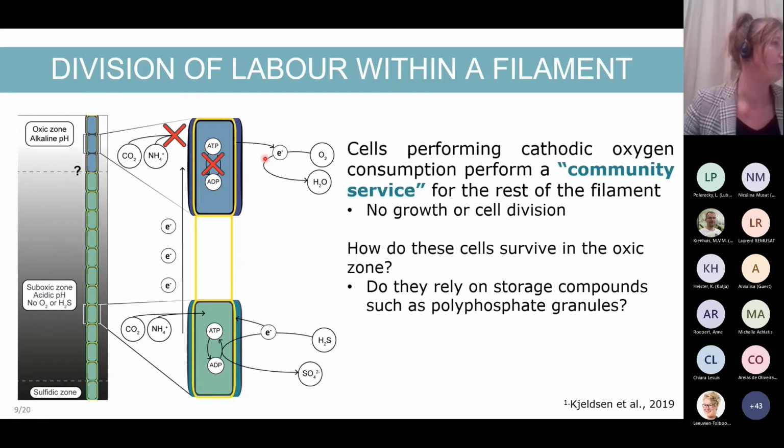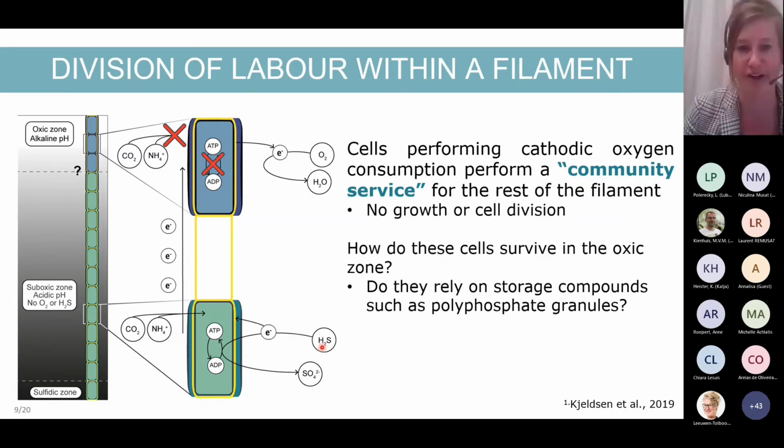And cells performing the oxygen consumption cannot generate energy, so they cannot grow or divide. So they perform some sort of community service for the rest of the filament. Because if a filament doesn't have access to oxygen, it cannot get rid of the electrons, so it can also not oxidize sulfide. So this gave us the next question: how do these cells survive in the oxic zone?